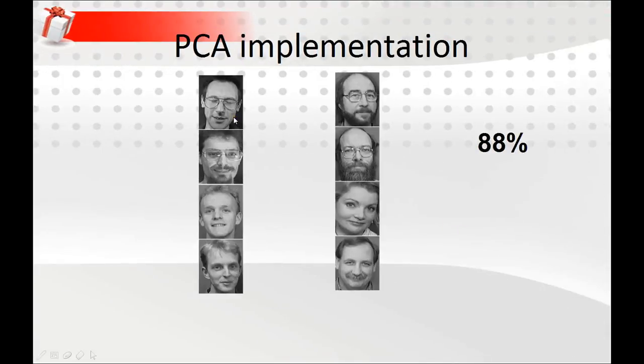But there are also some wrong ones. Like this: we give this picture, but it thinks this person is this one, which is wrong. Same here. Totally, we use 200 to test, and we get 88% accuracy.